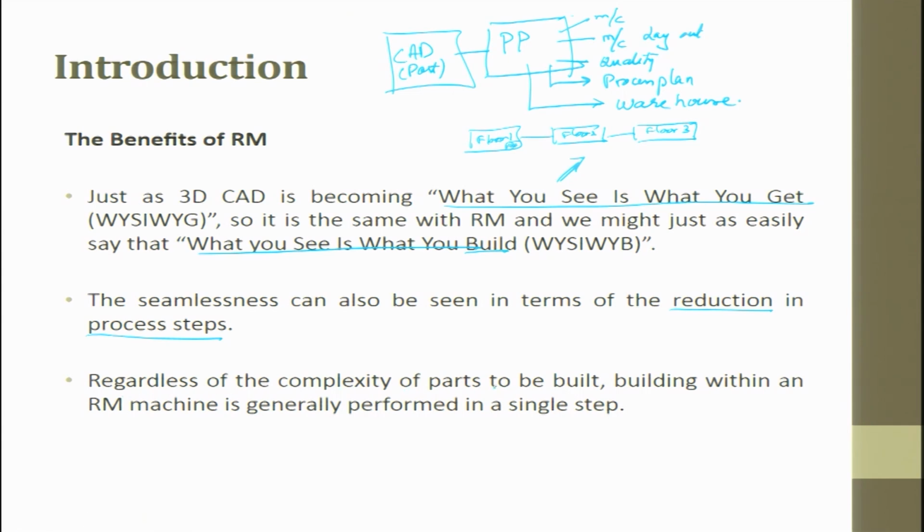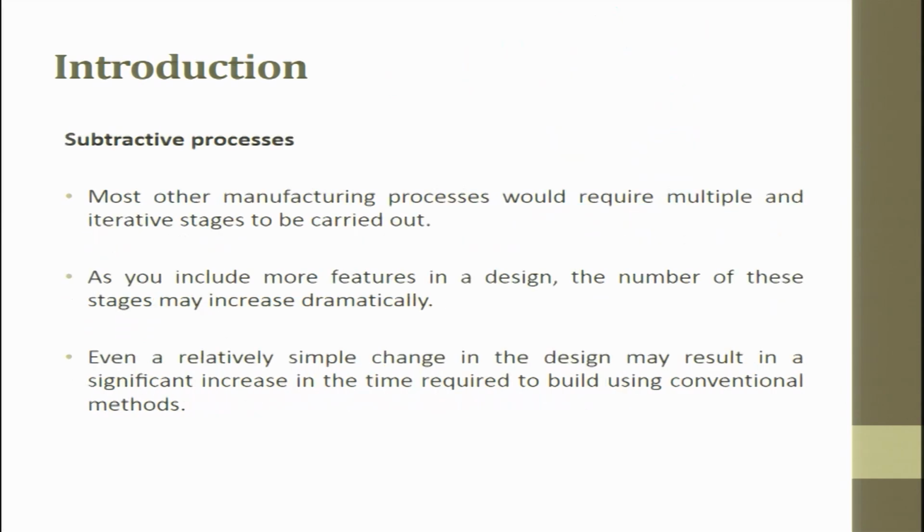Regardless of the complexity of the part to be built, building within an RM machine is generally performed in a single step. So, the RM machine has come today to a level that it is called a one shot process, like earlier we used to call the injection molding machine, metal forming machine. In the same way, RM machines are also talked about as a one shot or single step process. When you look at the counter, the subtractive process, most of the manufacturing processes would require multiple and iterative stages to be carried out.